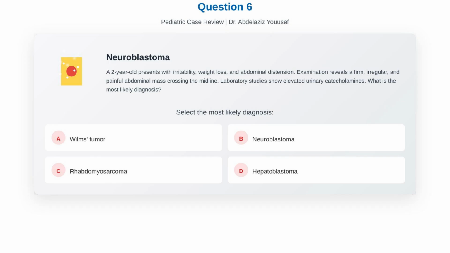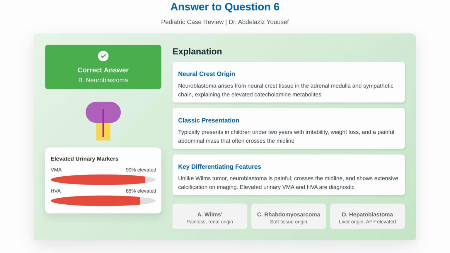Consider the age of presentation, the nature of the mass, painful versus painless, the location, crossing midline, and the laboratory findings. The elevated urinary catecholamines are a key biochemical marker that should guide your diagnosis. The correct answer is B, neuroblastoma.